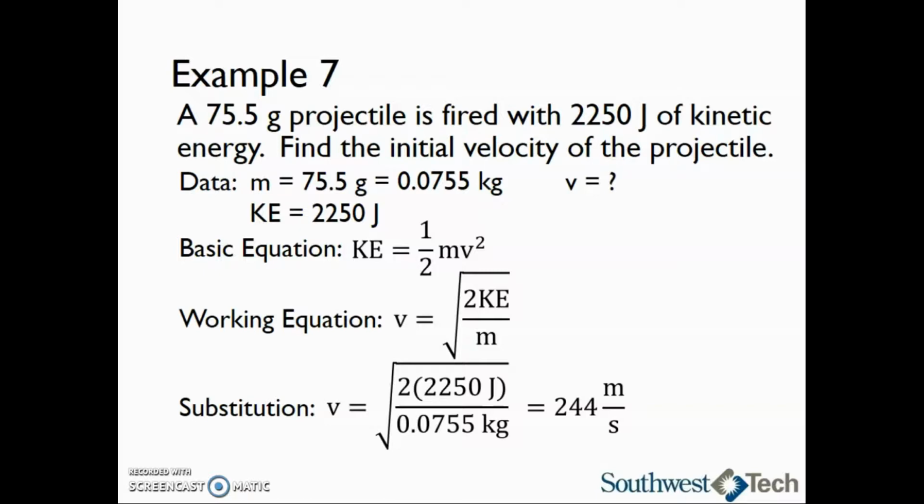Taking a step back to look at the units quickly, 1 joule is 1 kilogram meter squared per second squared, so when we divide that by kilograms, we have meters squared per second squared. Taking the square root of that is how we end up with the units of meters per second. This concludes our discussion on kinetic energy.